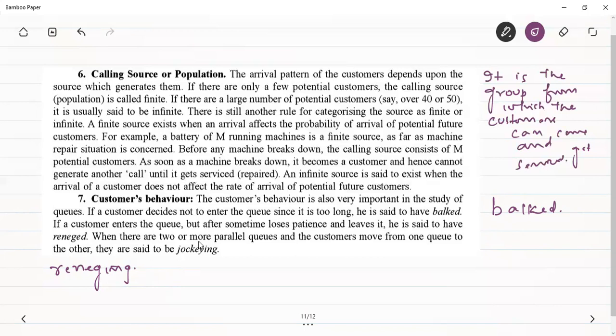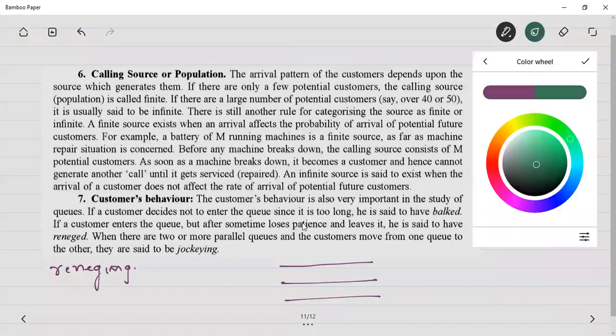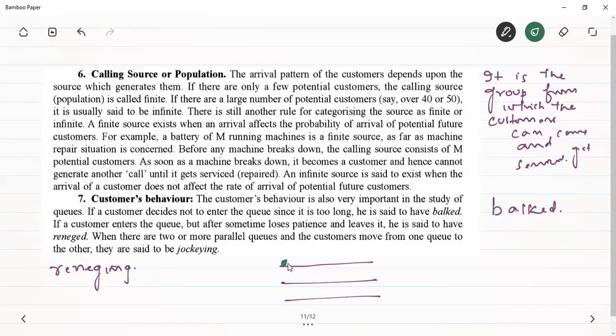Okay, suppose somewhere two or three queues run in parallel. Okay, there are three queues. If a customer comes, he joins this queue for some amount of time, after that he moves to another queue. If he keeps wandering from one queue to another, then we can say that person is jockeying.